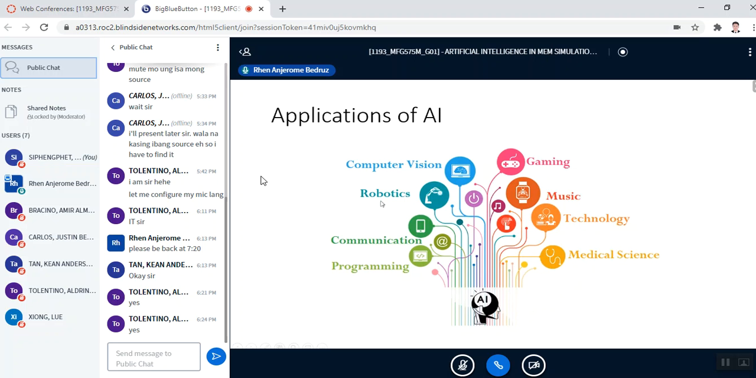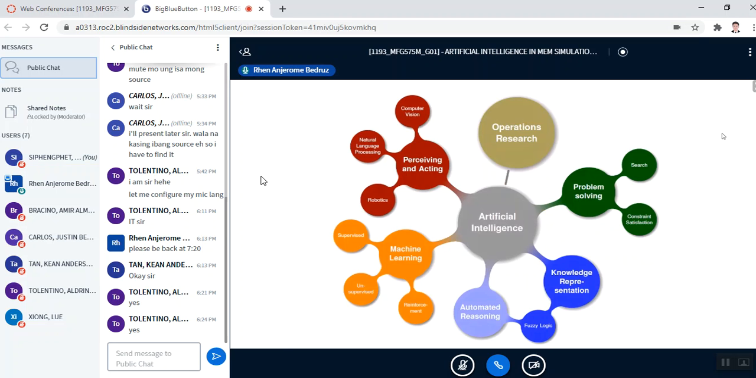So these are the applications of AI. So the question is, what are the types of AI? To summarize the types of AI, I want to show you this picture. This is the summary of artificial intelligence in a nutshell.